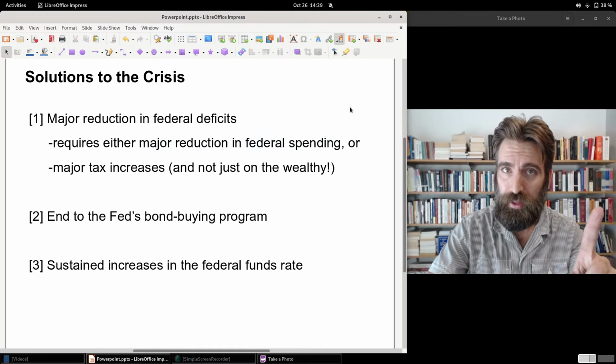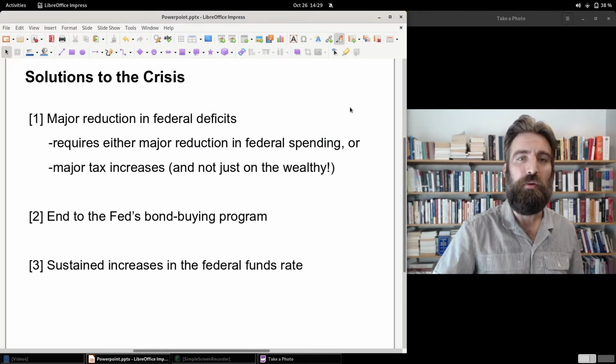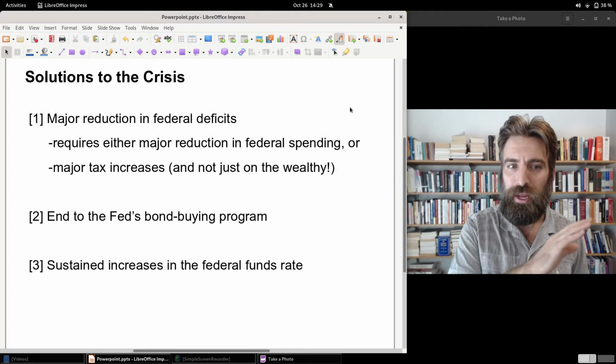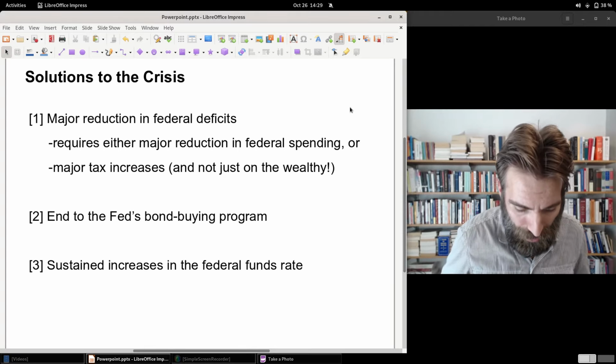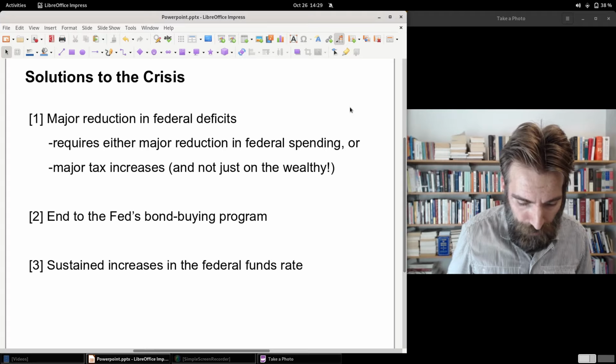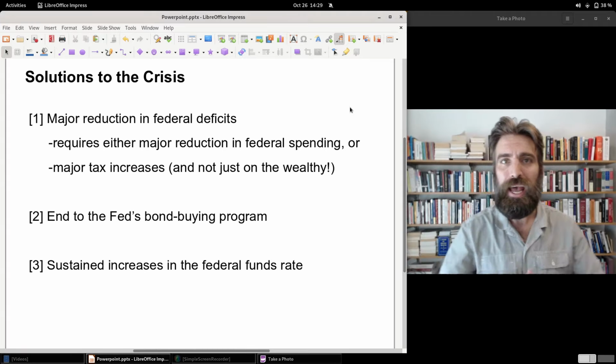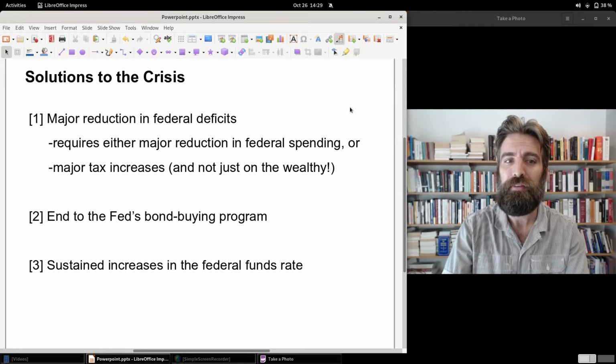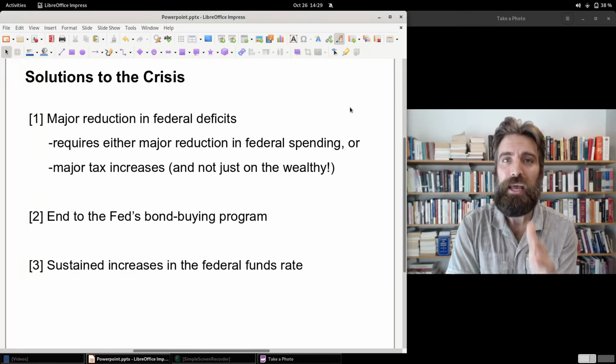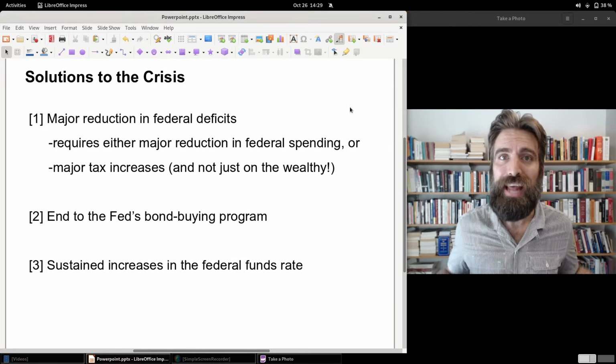That's the first thing. The second thing, we've got to end the QE, end all this, the bond buying program. It's got to end. It's enabling this deficit spending. It's monetizing the debt, the debt monetization.